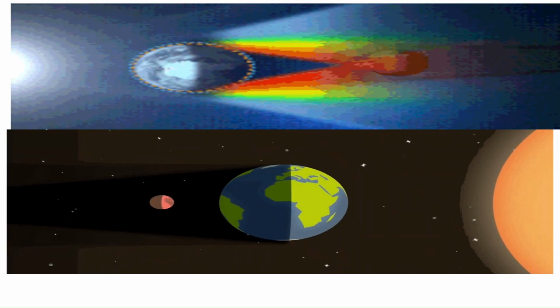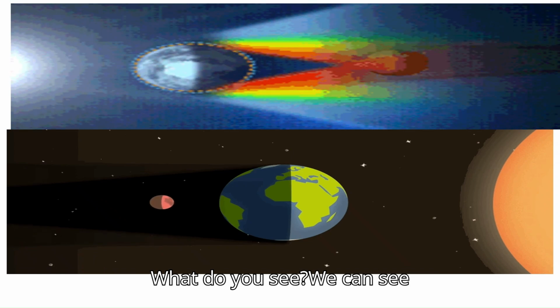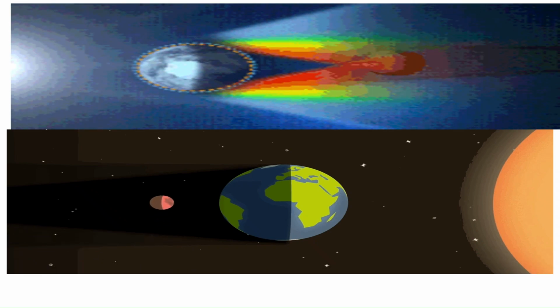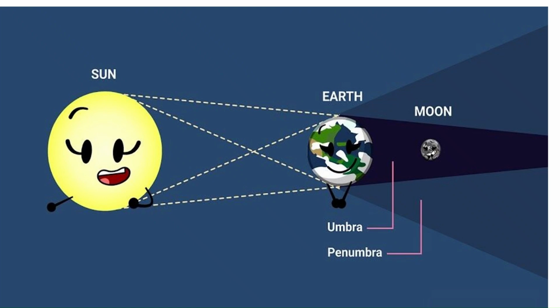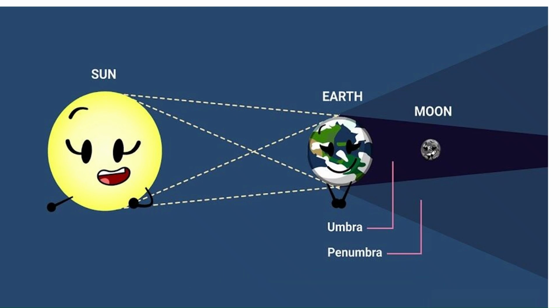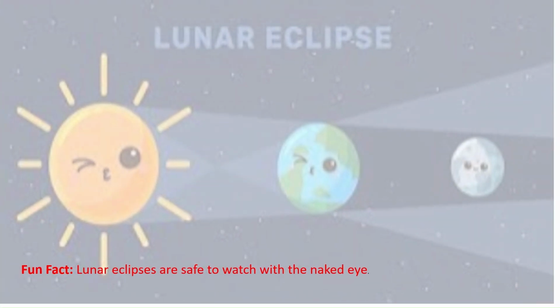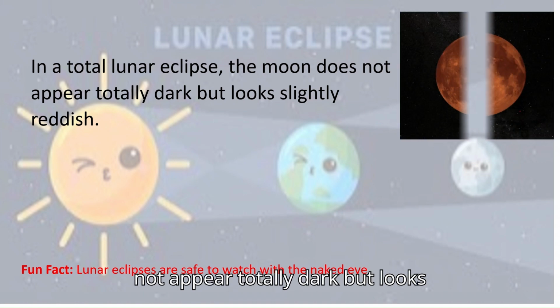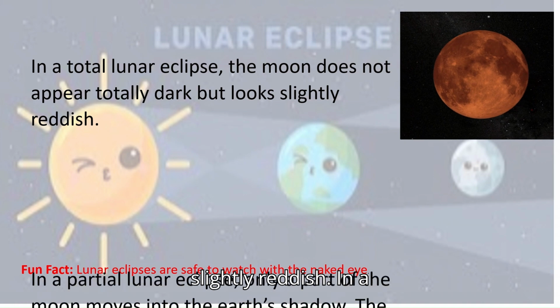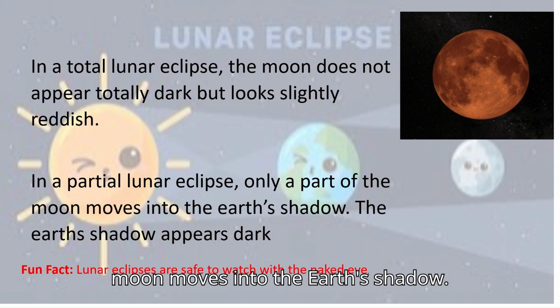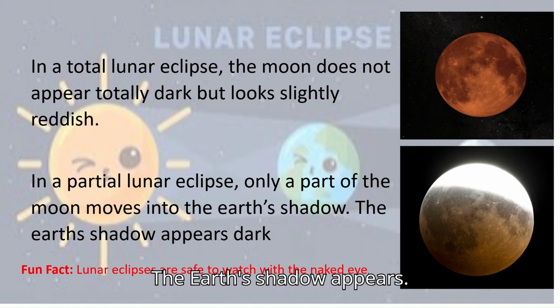Now observe this. What do you see? We can see the earth blocking the light of the sun. So, the darker shadow of the earth is called the umbra and the lighter shadow of the earth is called the penumbra. In a total lunar eclipse, the moon does not appear totally dark but looks slightly reddish. In a partial lunar eclipse, only a part of the moon moves into the earth's shadow. The earth's shadow appears dark.